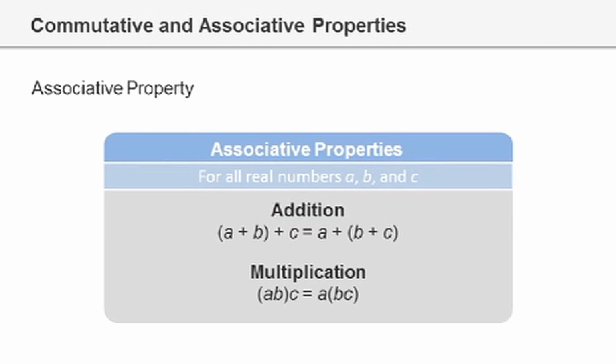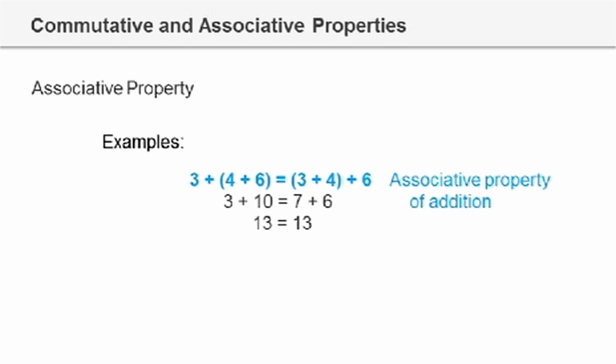The associative properties say that the way numbers are grouped does not affect the result. For example, for all real numbers a, b, and c, when you take the sum of the quantity a plus b and add that to c, that equals a plus the sum of the quantity b plus c. Also, when you take the product of a times b and multiply that by c, it's equal to a times the product of b times c. Let's look at a couple examples of the associative property.